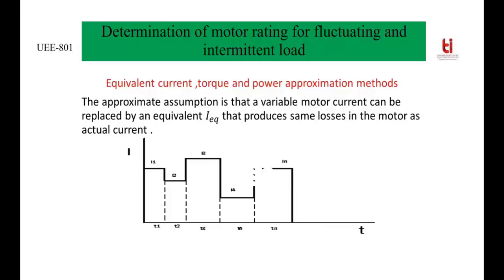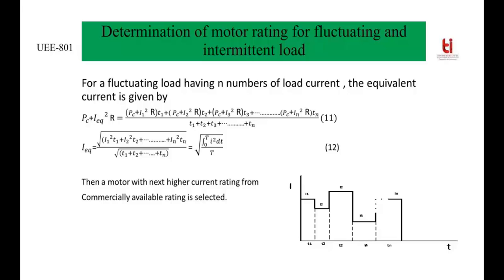Let's take this example. I1, I2, I3, ... In are the currents drawn by the load in durations T1, T2, T3, ... Tn. For n number of load currents drawn from the source, we can write this equivalent expression. PC is the constant loss across the system, which is independent of load. I equivalent is the equivalent current drawn by the different loads. Then we can take the average of the individual load losses to equate this expression.